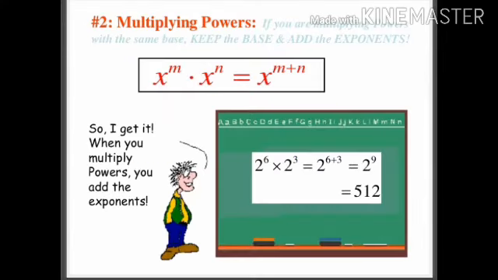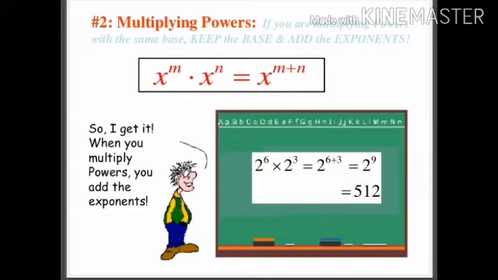Second law, multiplying powers with the same base. That means when powers with the same base are multiplied together, the power of the product is equal to the sum of the powers. That is, whenever you multiply two terms with the same base, you can add the exponents. That is, x power m into x power n is equal to x power m plus n. Here m and n are powers, so we should add.